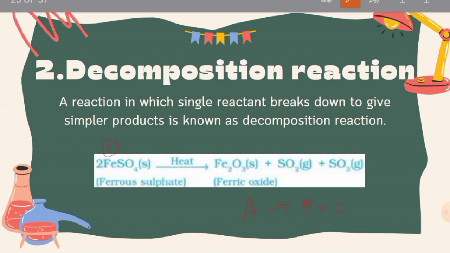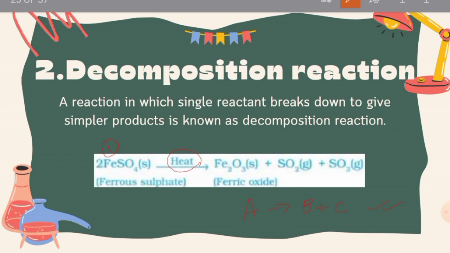I am writing it in this way because there was a question in the sample paper for the 2023 batch, and they gave the question in this way only. So there was a question like this previous year, that's why I'm writing it for everything. Here the reactant is only one, FeSO4, that is ferrous sulfate, iron sulfate. In the presence of heat, again remember this heat.